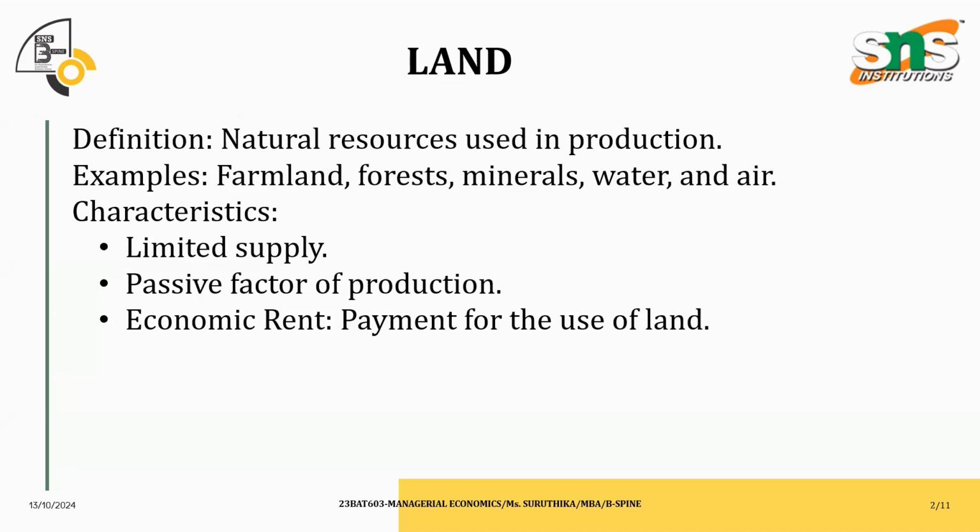So the characteristics of this particular factor are, land is limited in supply. Land is a passive factor of production because it does not directly get involved in the production process, but without land, you cannot produce as well. So the cost that is incurred out of land is called economic rent. So economic rent is the payment that we give for the utilization of land.